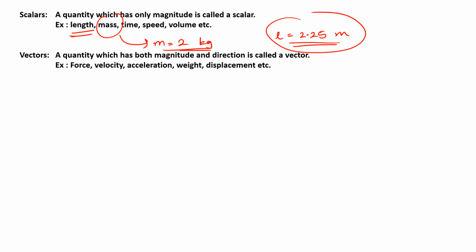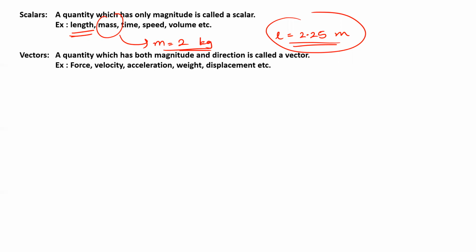We can see clearly it does not have any direction. A length can be like 2.25 in positive x-axis, or I can change the direction of the table and the length will be in that direction. So we can mention it in that manner also, but it can be in any direction. So mass does not have any direction. This is a 9th standard thing.